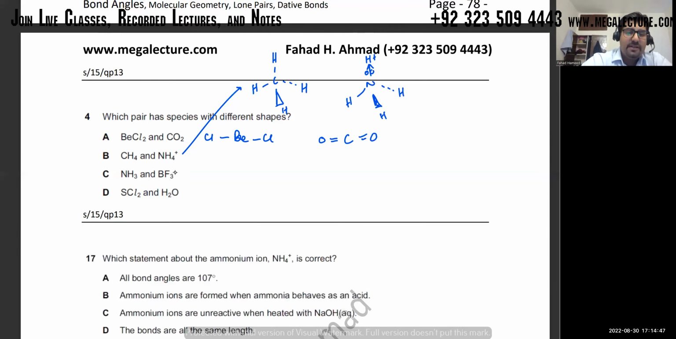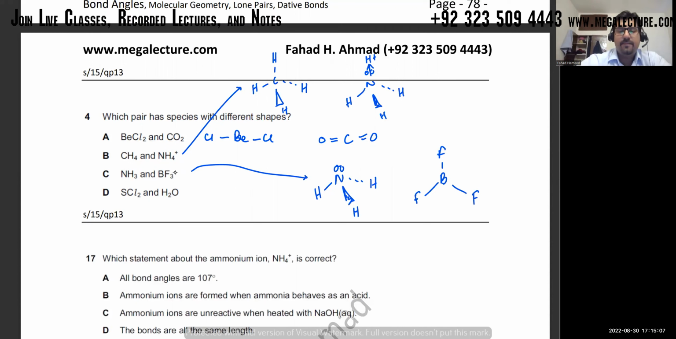NH3 and BF3 will have different shapes. NH3 has a lone pair actually, which is why it will be pyramidal. And your BF3, that's this thing. BF3 only has 3 bonds. This one has 3 bonds plus a lone pair. So this is planar, and this one is pyramidal: trigonal planar, trigonal pyramidal. So C answer, they've got different shapes.